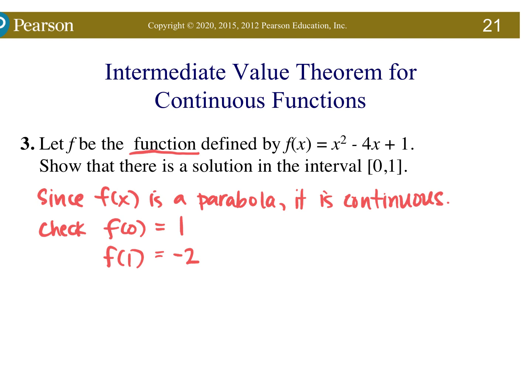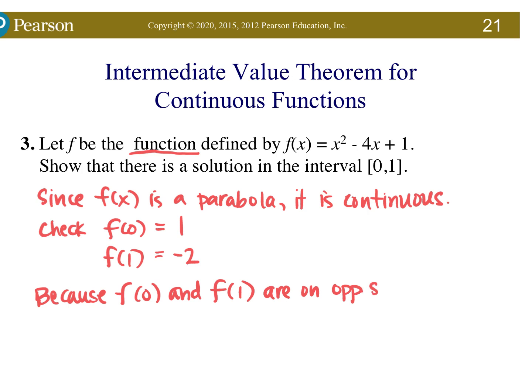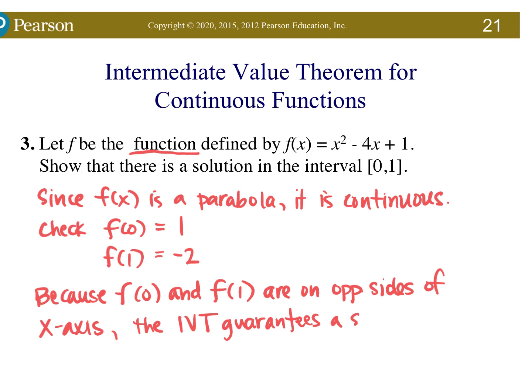So, show that there is a solution. Okay? Because the IVT will guarantee, let's see, because f of 0 and f of 1 are on opposite sides of the x-axis, and because we already said it was a function and we said it was continuous, then we can say the IVT guarantees a solution between 0 and 1. This is what your graphing calculator does every time.